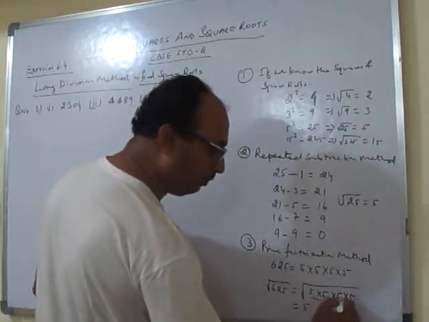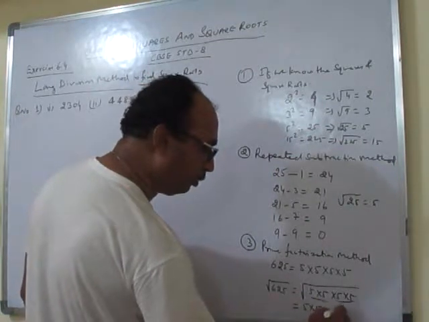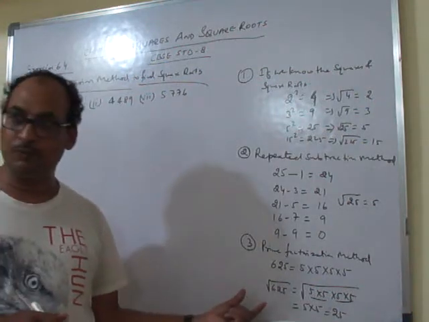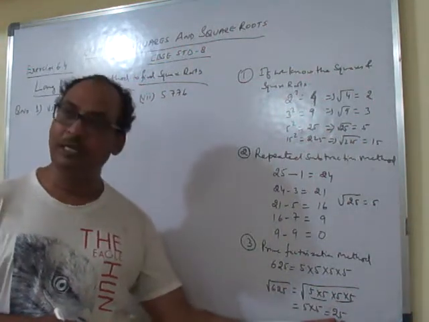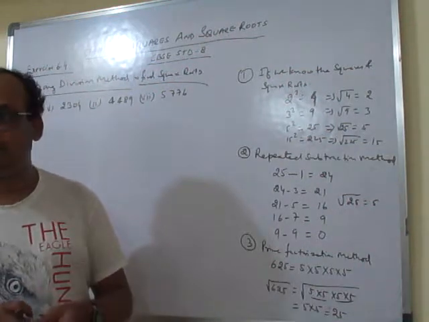Similarly, from these 2 factors of 5, 5 will be coming out. So it will be equal to 25. So we can say that the square root of 625 will be 25. So this is the prime factorization method.